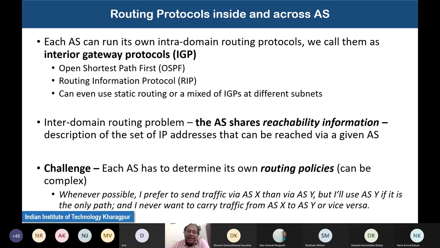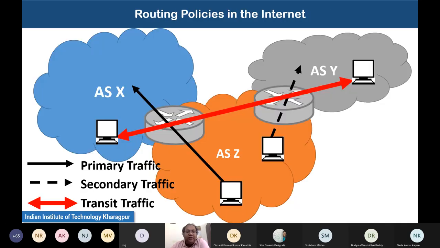But I never want to carry traffic from ASX to ASY or vice versa. That means if certain traffic is originated in ASX and destined for ASY, so the traffic is not originated from or destined to a machine within ASJ, this kind of traffic is called transit traffic. So ASJ is voluntarily carrying the traffic of ASX and forwarding it to ASY.